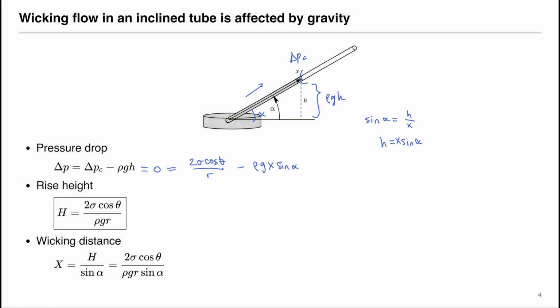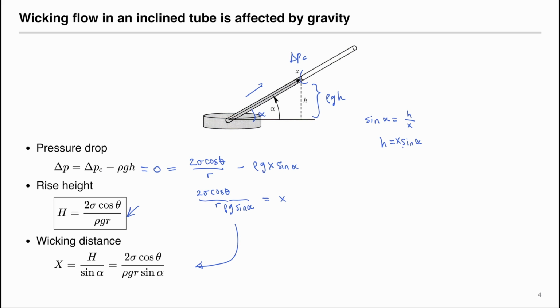For example, if we solve for x, we have that 2 sigma cosine theta divided by r equals the right side, which is the gravitational head. And if we solve for x, the rho g sine alpha will go to the left. This is exactly the form of the wicking distance. And the h is just x multiplied by sine alpha, so sine alpha cancels out and gives us the rise height h.